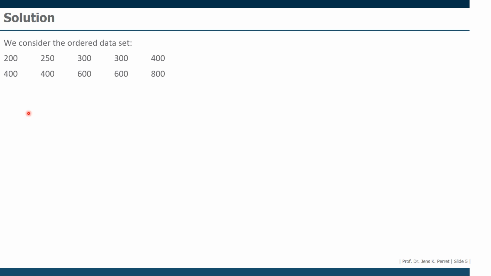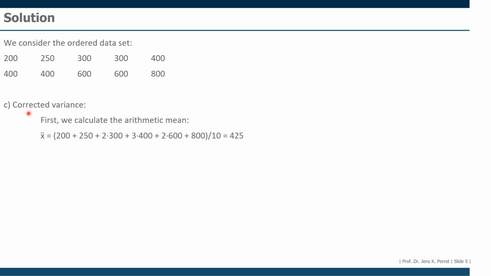So I need the variance first, and to calculate the variance, I first get the arithmetic mean. So the arithmetic mean, that's simply adding up all the values, dividing this by the number of observations. Since some of the values are present more than once, I can shorten this down by simply going 2 times 300, 3 times 400, and so forth. This yields me a mean of 425.